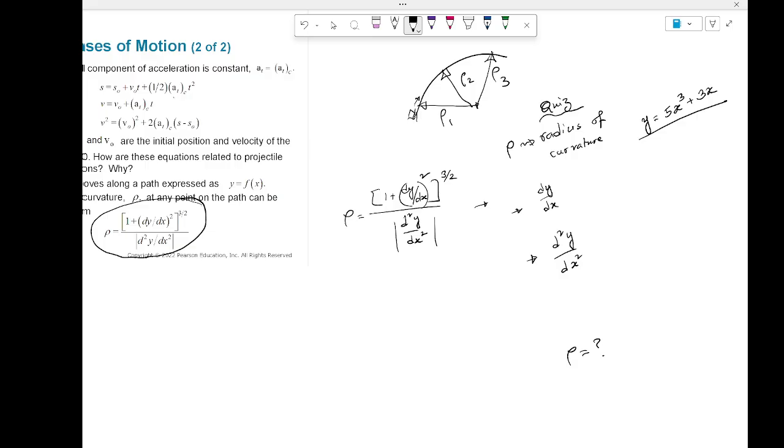If you are given the equation of y, where you can clearly see y equals 5x cubed plus 3x, it's an arbitrary equation that I gave you, right? That equation could represent the curve, do you understand, right? All right. So can you solve it? You're going to take the derivatives, right?